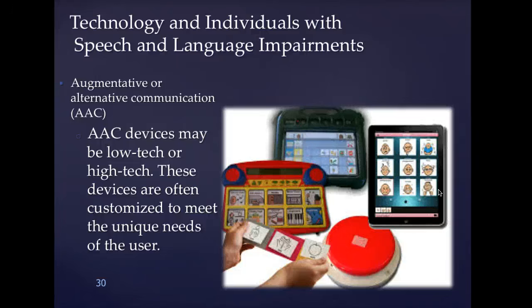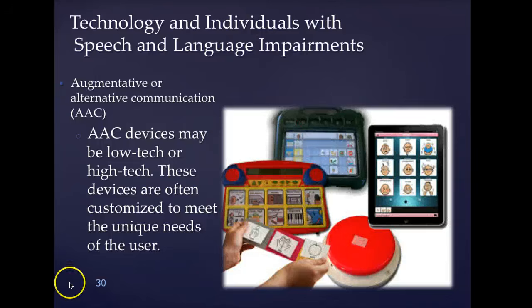Now, augmentative and alternative communication could be something as simple as using a sign or a gesture, or using a very high-tech device like the ones that you see in the picture. You could also have low-tech communication, so that could be using PECs or pictures to communicate. And the devices are often customized and should be customized to meet the unique needs of each user, because not every child is going to have the same communication needs, and you really want to individualize it to each kid that you have.